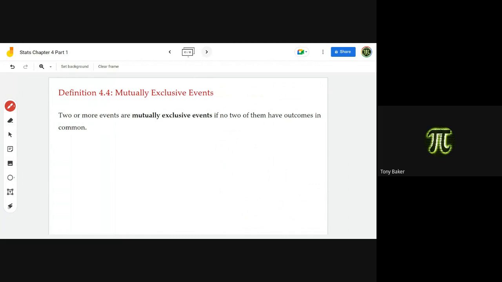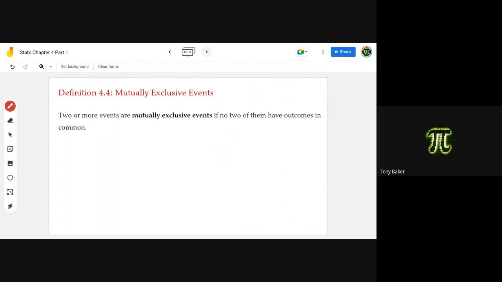Are even cards and red cards mutually exclusive? No, because there are even cards that are red cards. So that's the key. You don't want an overlap. If they're mutually exclusive, there is no overlap between them. If all the events are mutually exclusive, my probabilities will add to 1.